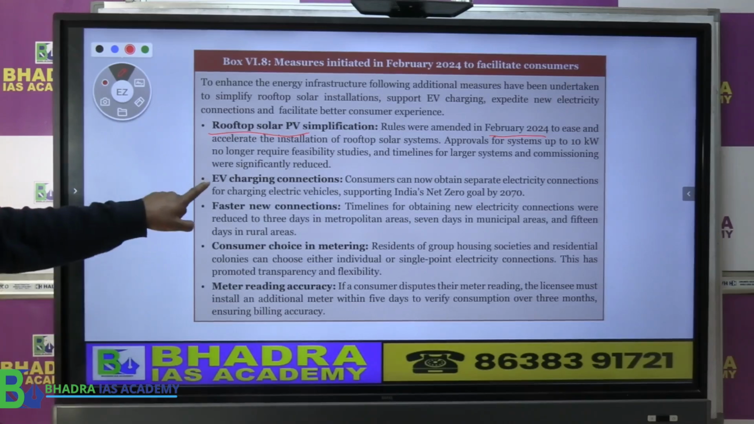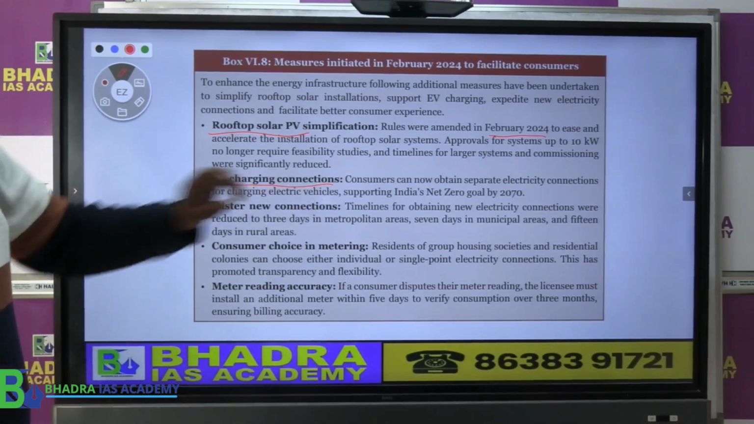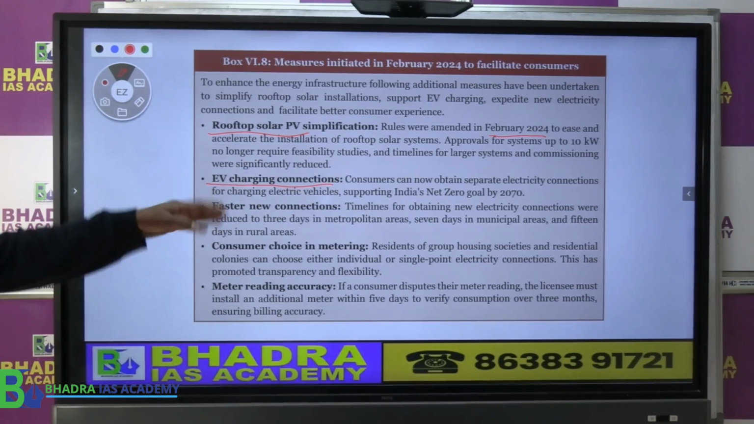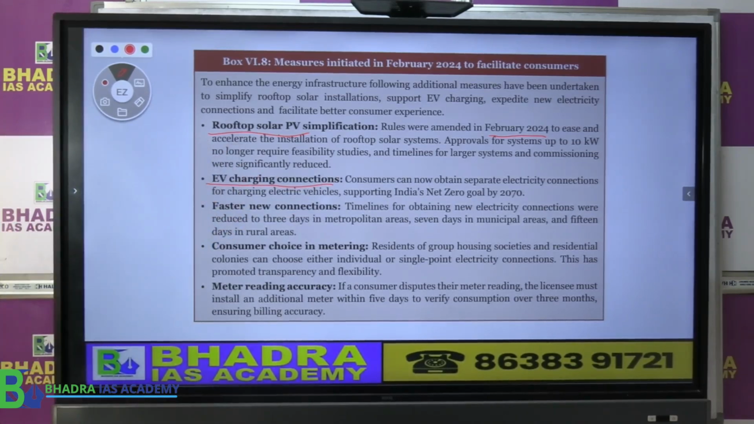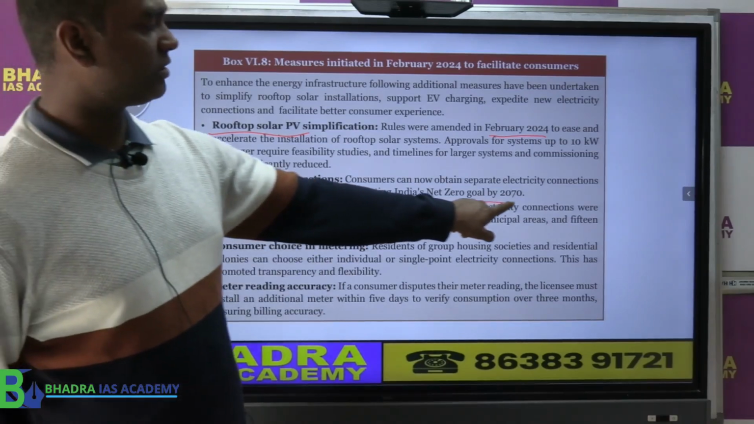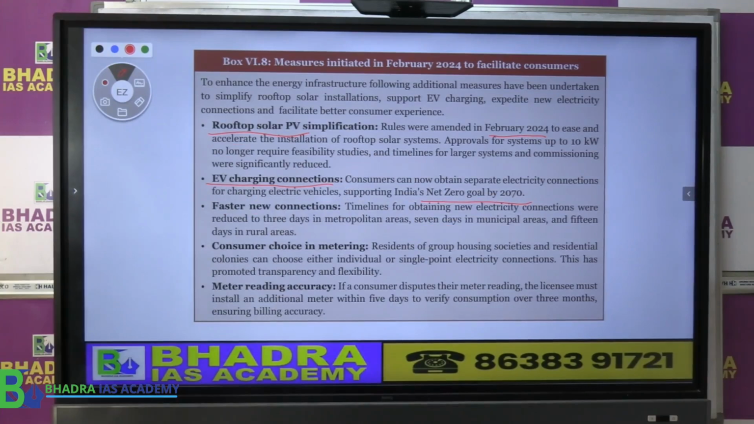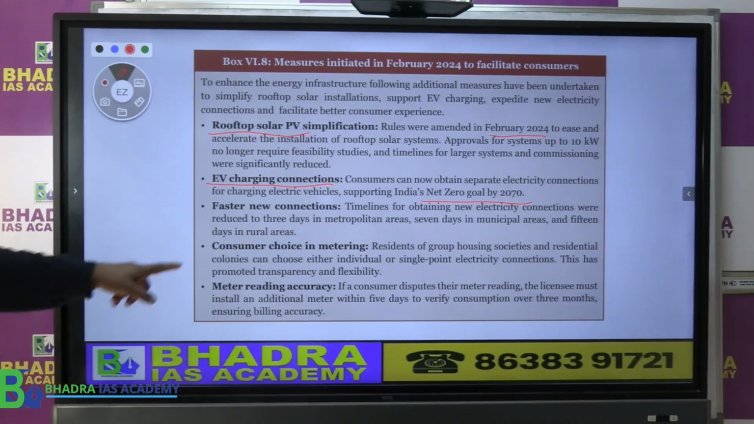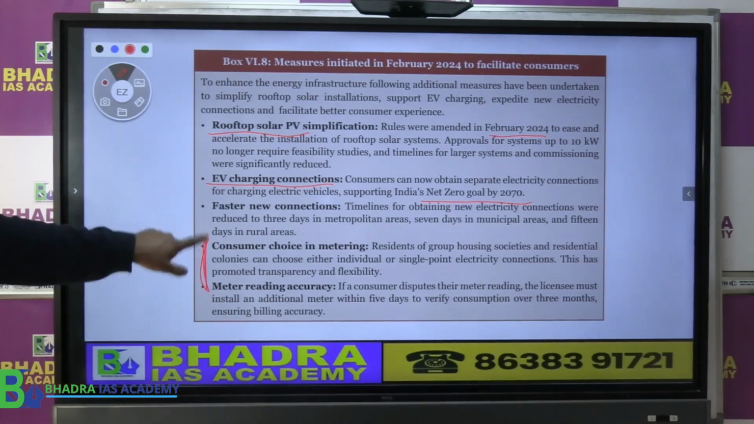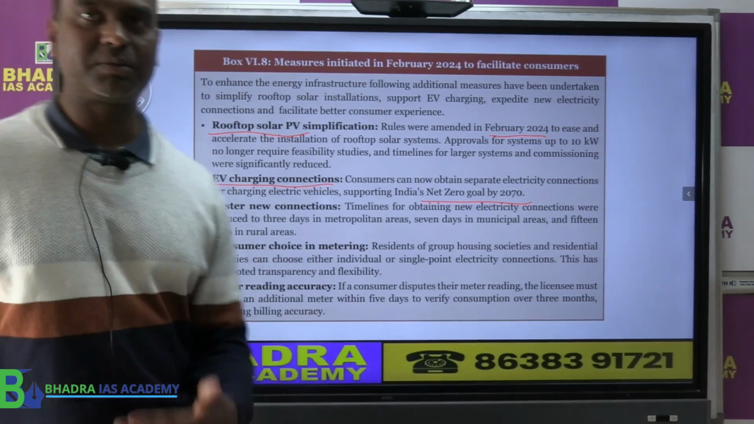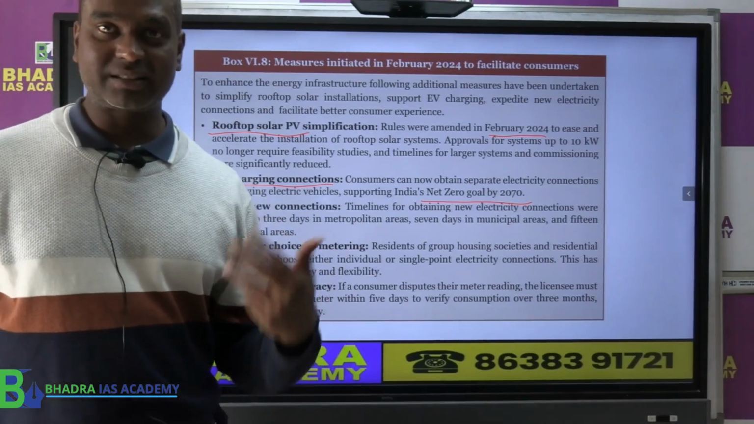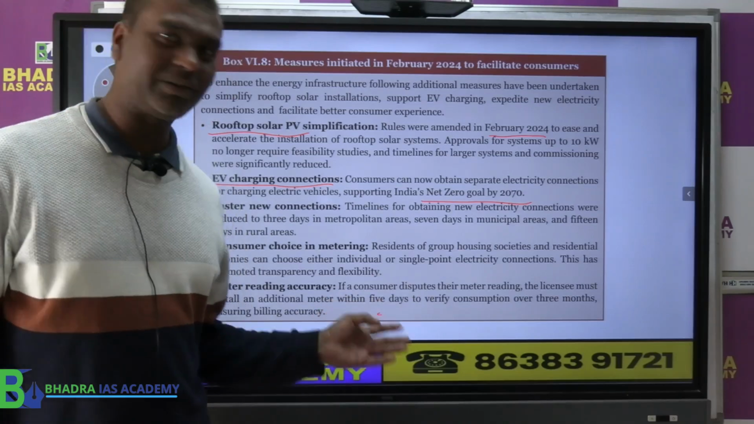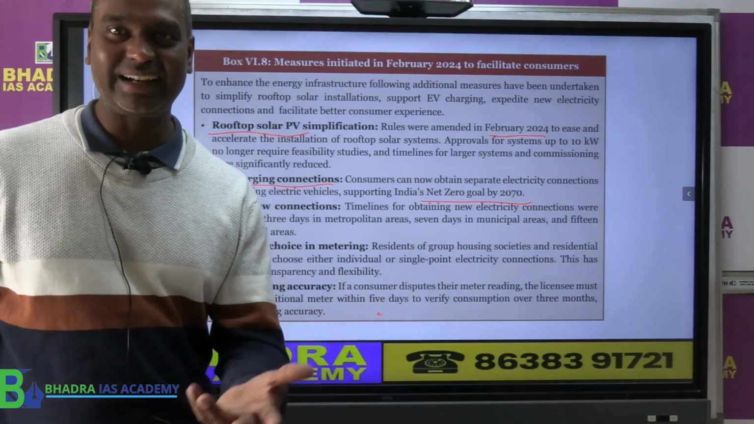Then electric vehicle charging connection. Government is saying that now they will give electric vehicle charge connections at home also, so that we can achieve net zero emission by 2070. Okay, now consumer meter reading: if there is a problem, they can apply for a smart meter reading, and if there is a serious complaint, they are supposed to be given a double meter reading facility.